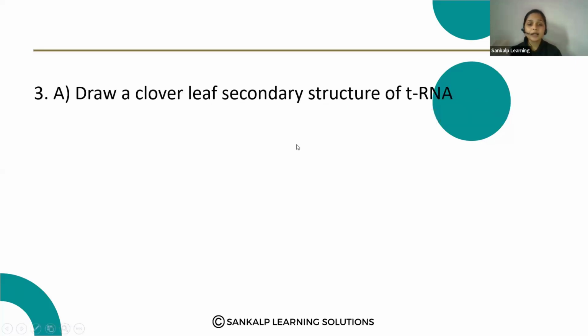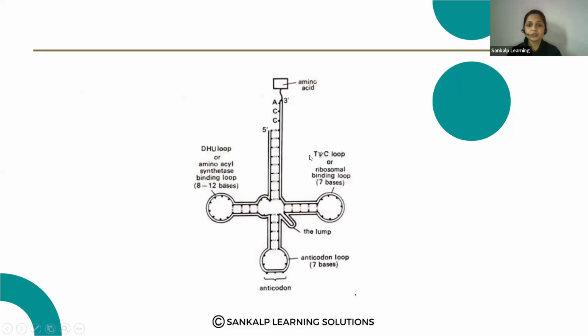Next question. Draw a clover leaf model structure of tRNA. So this is one of the important questions. This is the clover leaf model of the tRNA, which contains the arms like the DHU loop, anticodon loop, and T-psi-C loop, and here another one, the variable loop.